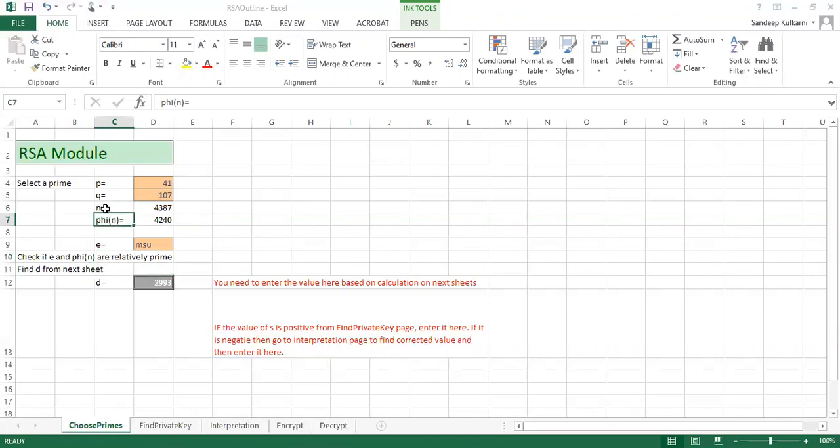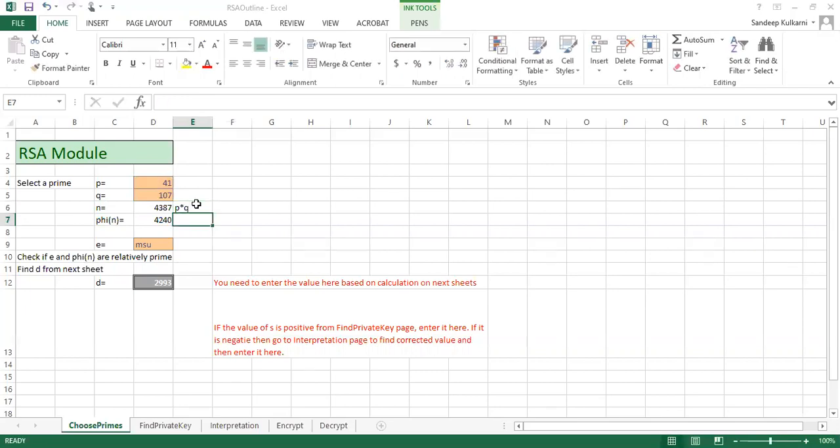The next thing that we're going to do is compute the value of n. If you look at this, it says that n is the product of P and Q. So that's basically what is happening over here. N is the product of P times Q.